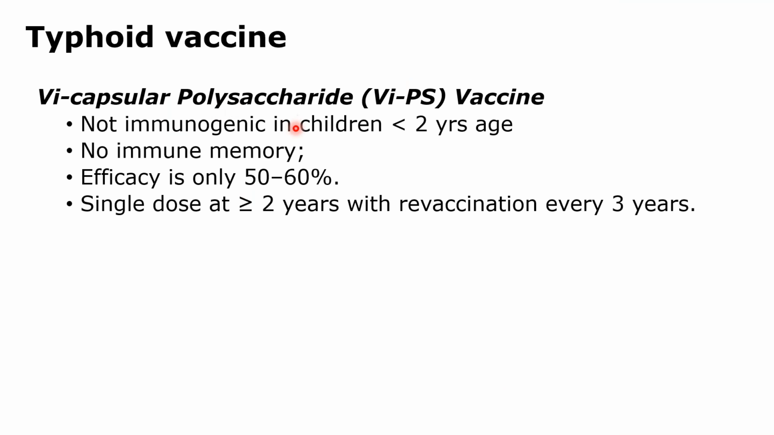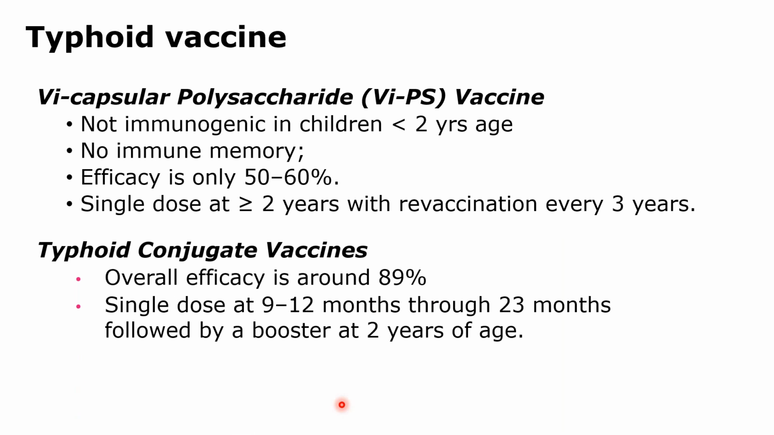So the Vi capsular polysaccharide vaccine, again, because it is a polysaccharide vaccine, just like the pneumococcal polysaccharide vaccine, is not immunogenic in children less than 2 years of age. And there is no immune memory. Okay, the efficacy is also only around 50 to 60%. So what is recommended is the first dose at greater than or equal to 2 years with revaccination every 3 years.